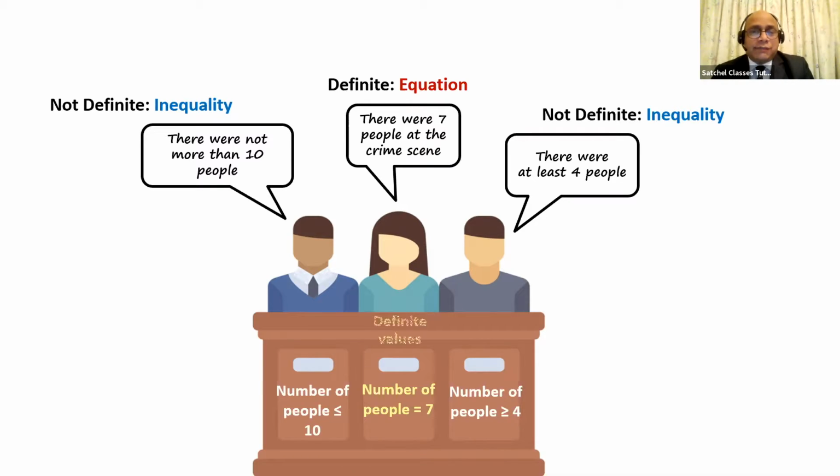So in case of an equation, you end up getting definite values. In case of inequalities, you get a range of values, right? Less than or equal to 10 would mean 10, 9, 8, 7, 6. It could be any of those values. Likewise, greater than or equal to 4 would mean it could be 4, 5, 6, any value greater than or equal to 4, correct? So it's a range of values that you end up getting in case of inequalities.